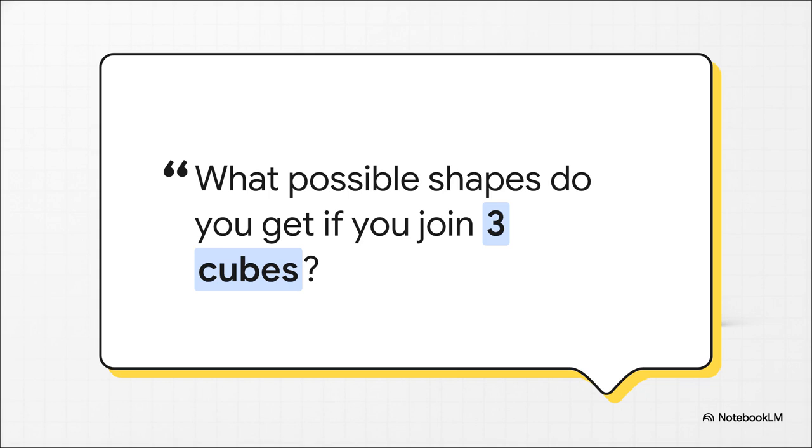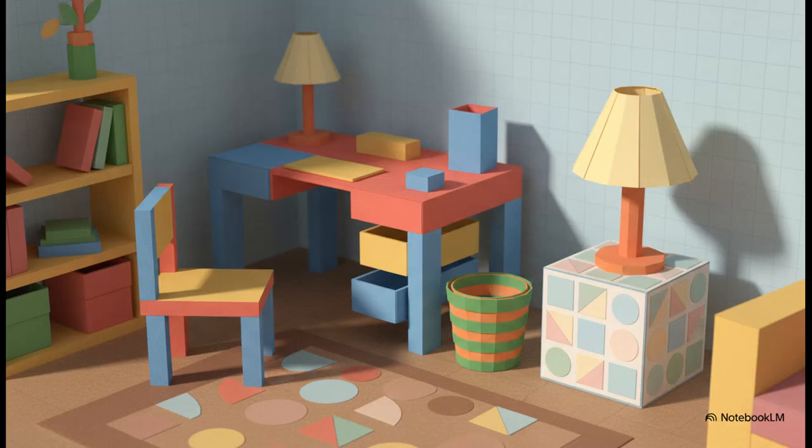Before we wrap up, I want to leave you with this fantastic, direct question pulled right from the end of the source text. What possible shapes do you get if you join 3 cubes? It's such a great prompt because it immediately sparks the imagination. Do you make a tall tower, a flat rectangle, maybe an L shape? The possibilities for geometric combination are basically endless. And honestly, that is the ultimate takeaway from Toy Joy.